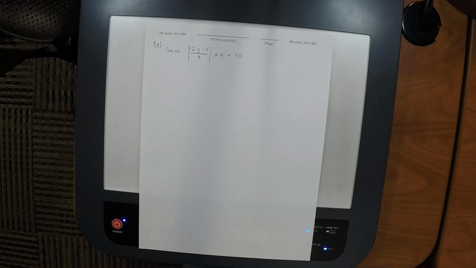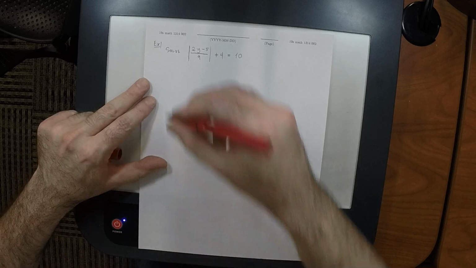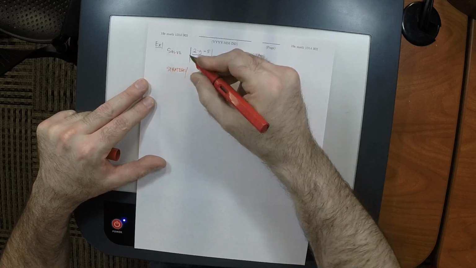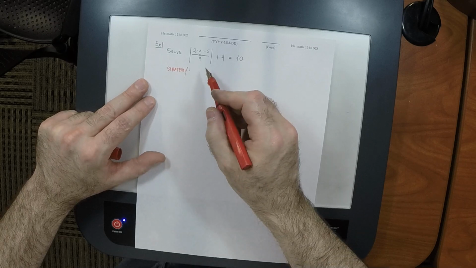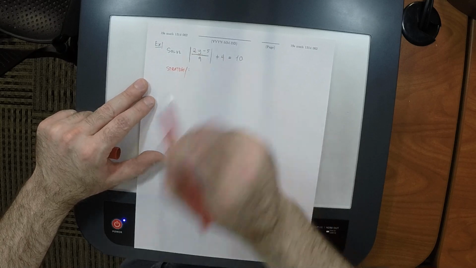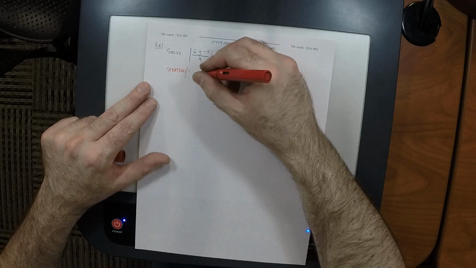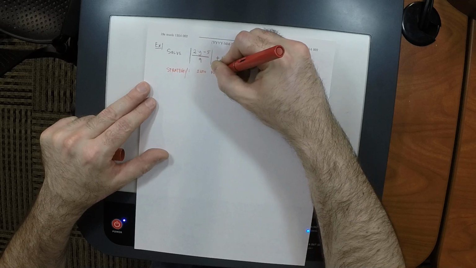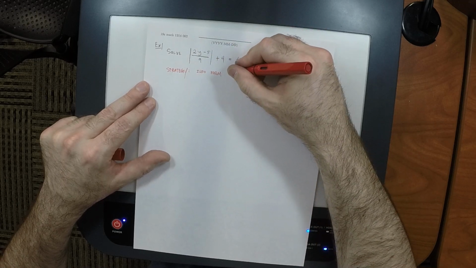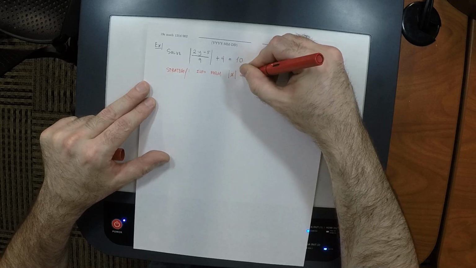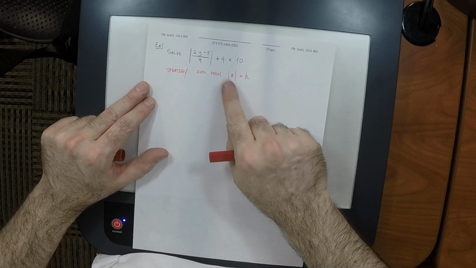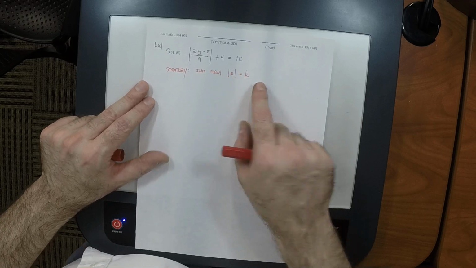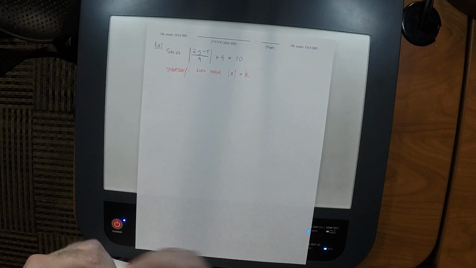So the first thing to do, the strategy, because there's absolute value in it, is we want to get it into the form that looks like this. That looks like absolute value of x is equal to k, where we've just got all the absolute value business on one side and then equal to a constant on the other side. That's the form we want to get it into.